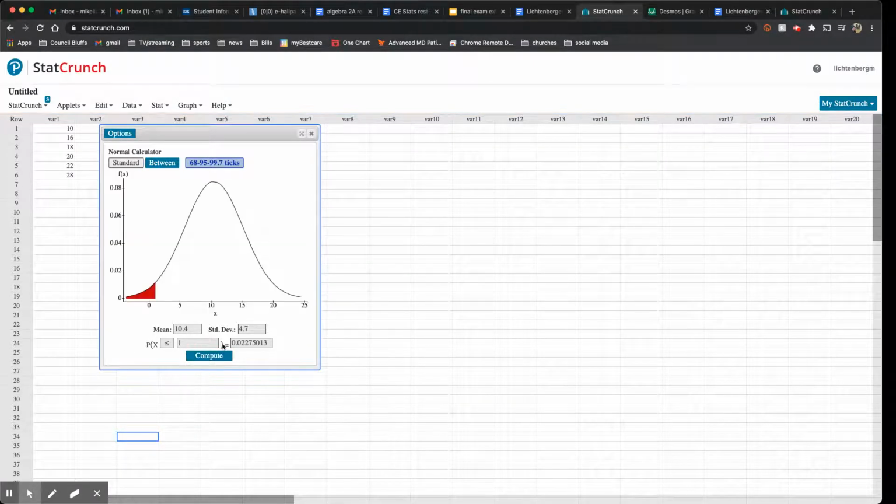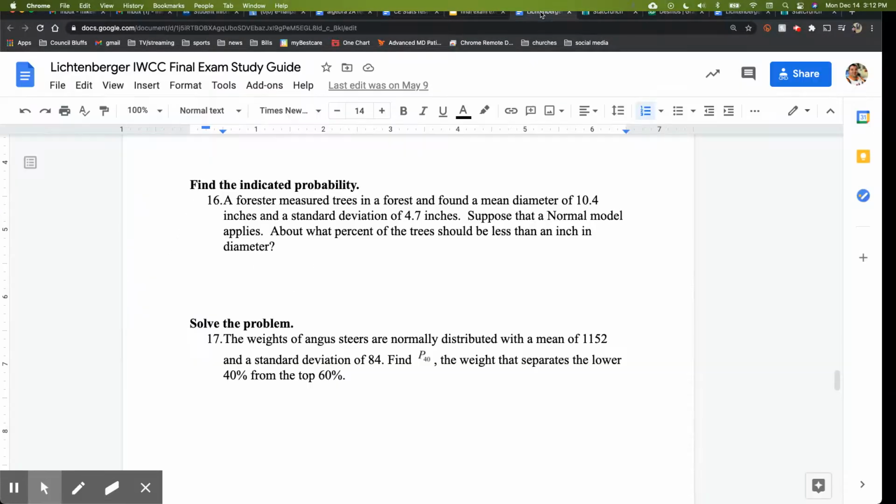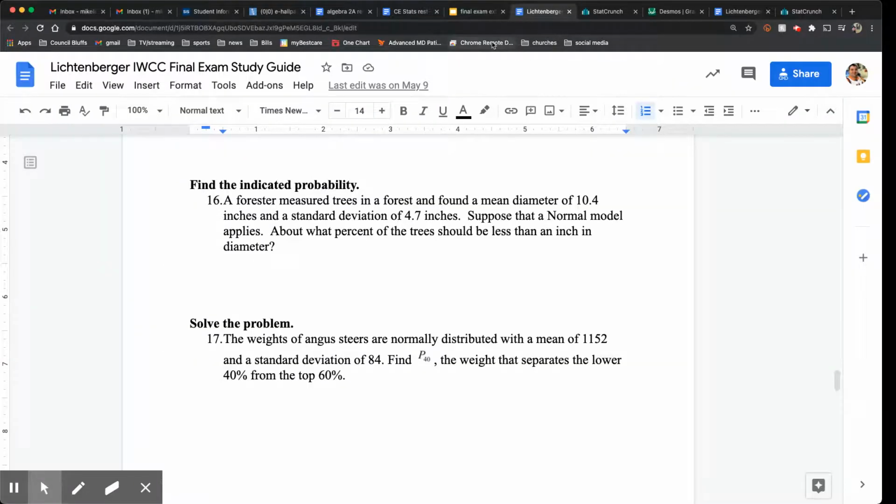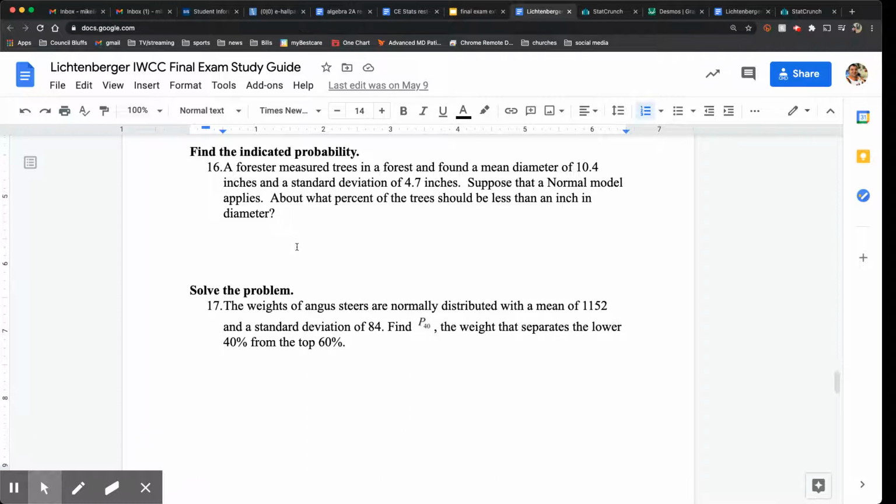If I compute, I get that. And about what percent of trees? So as a percent, that would be 2.28%. So we'll say that the answer is 2.28%. So that's the answer to number 16.